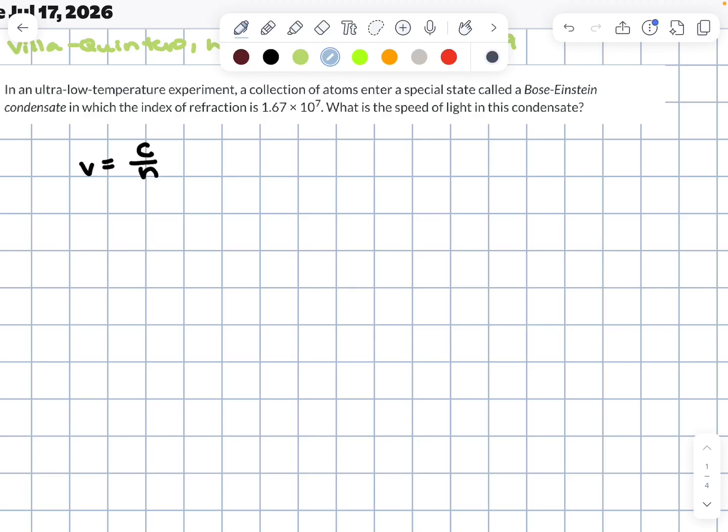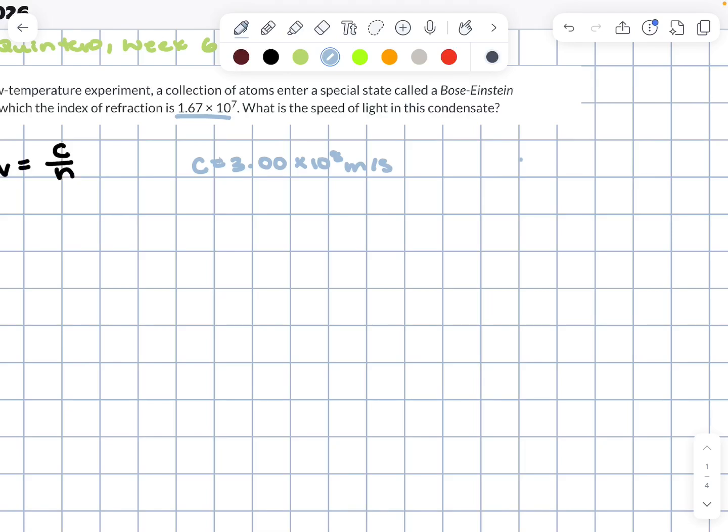Given that c is our constant, that's 3.00 times 10 to the 8th meters per second. And then we have our index of refraction for the Bose-Einstein condensate, which is 1.67 times 10 to the 7th. It's going to be our n, and then our n1 here could be 1. And then we're going to find the v2 here. I guess this could be v1.